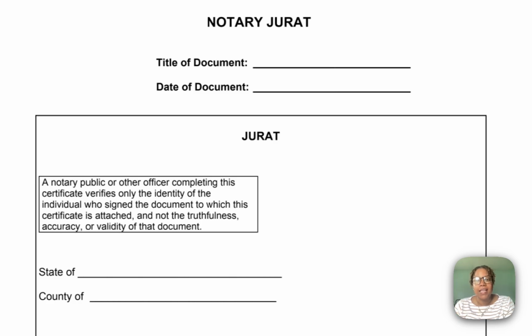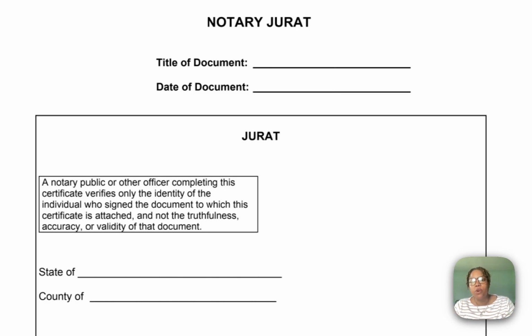Now, for a jurat, it's a little different. The document cannot be signed before it gets to you. So you're confirming that the signer is personally appearing before you and swearing or affirming an oath, and the document is going to be signed in your presence. So those are the two differences. An acknowledgement can be signed before it gets to you, and the jurat has to be signed in front of you with the sworn oath.